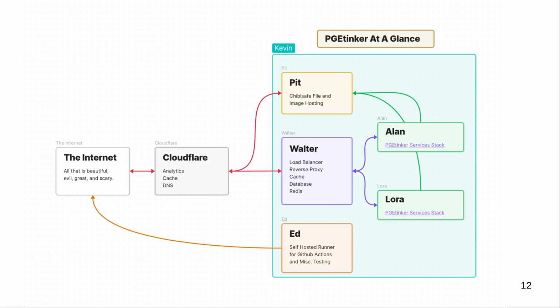Each character's purpose in the movie has a related purpose within PGEtinker. Kevin, for instance, is the main character, and he's the whole machine. The pit was a place where programs were kept until they were put on display in the games. Ed was the asshole of the movie. Alan and Laura were supporting but pivotal characters. Walter's alter ego was a guardian of the input-output tower. I find it fitting that he is our load balancer.